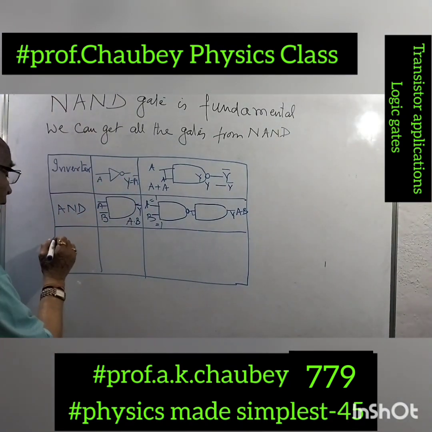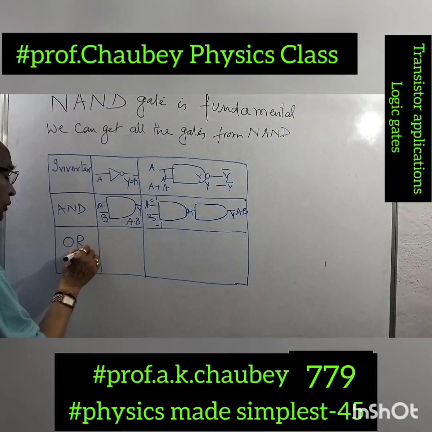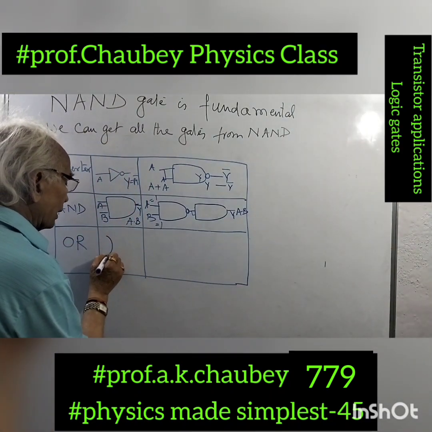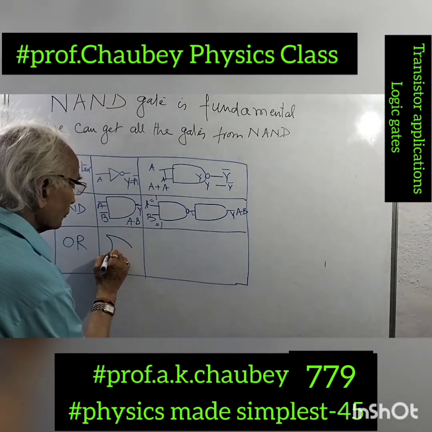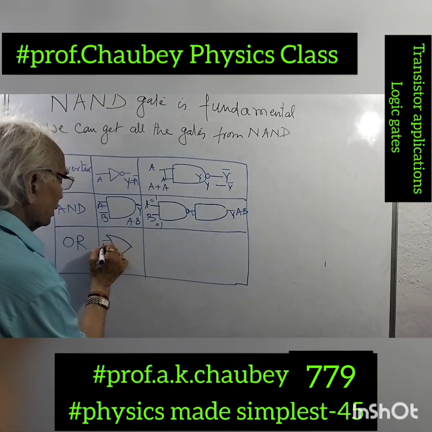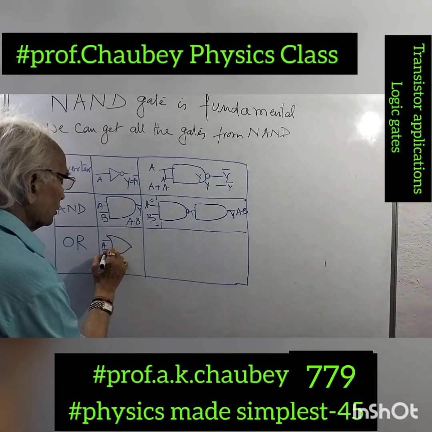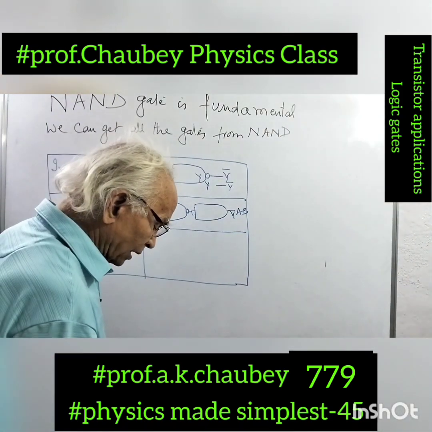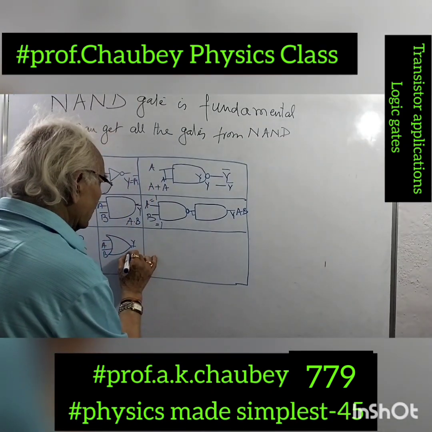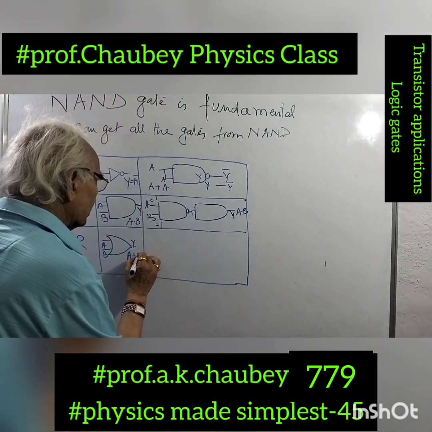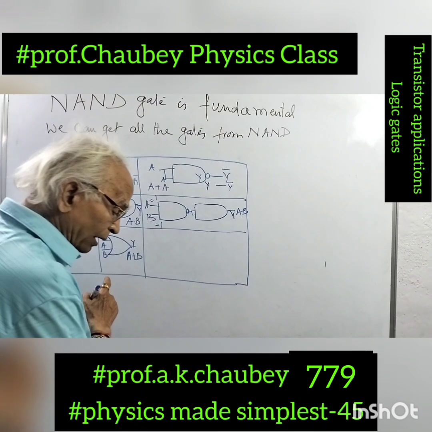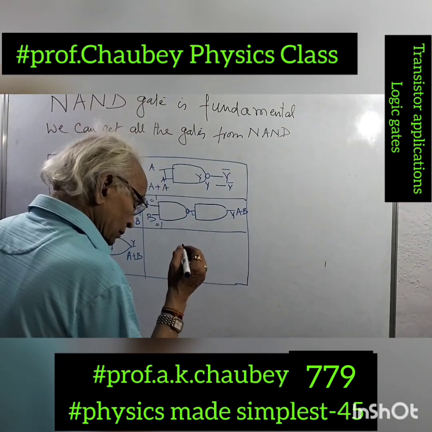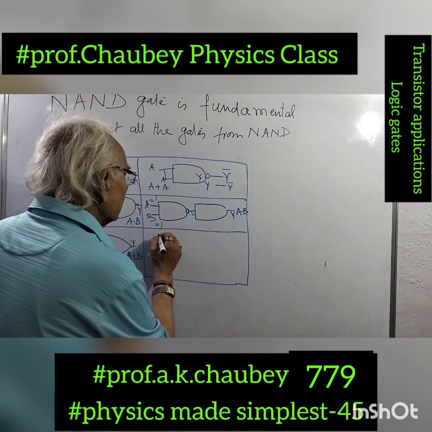Similarly, we can get an OR gate using the fundamental NAND gate. The OR gate is represented by this symbol, A and B, and here is the Y. When A or B or both are there, Y will be there. So Y is A or B, A plus B. And now what do we do? We take two inverters.